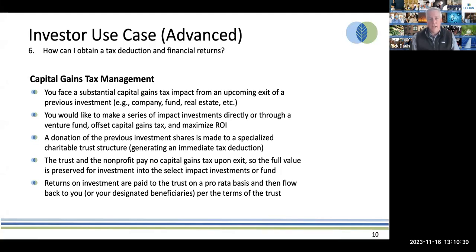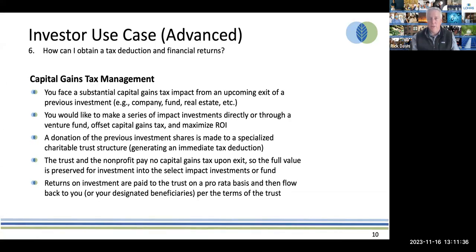We can structure things where you can donate those previous investment shares into a specialized trust structure, and get some immediate tax deduction. When that exit occurs, the trust and the nonprofit that we're working through don't pay the capital gains, just like the DAF that John was talking about earlier. So the full value is preserved in the trust for investment into that company or that fund or whatever it is. And then as the returns get paid, they come back in a pro rata way to that trust, so that they can then flow out to the original donor or their designated beneficiaries per the terms of this trust. You know, it says advanced for a reason. This gets far more complicated. We typically preserve this for seven-figure or more type transactions where there's a meaningful exit coming up that's going to have a substantial capital gains issue.